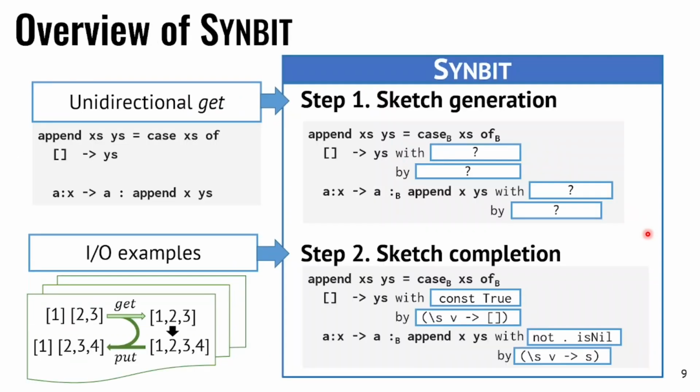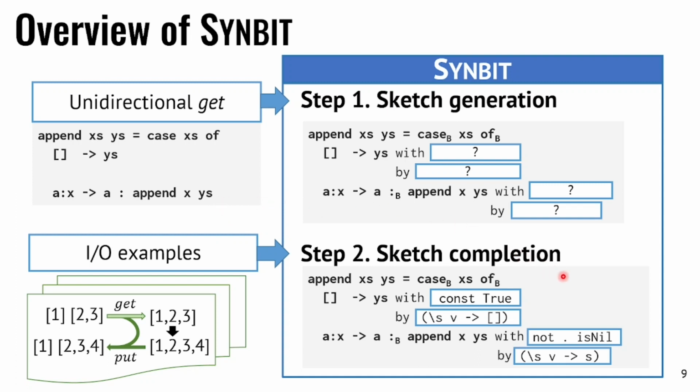This is an overview of Synbit. The input is unidirectional get code and a few I/O examples. Synbit synthesizes bidirectional programs in 2 steps. The first step is sketch generation. As I mentioned, the sketch of the BX program is obtained by using the unidirectional get code.